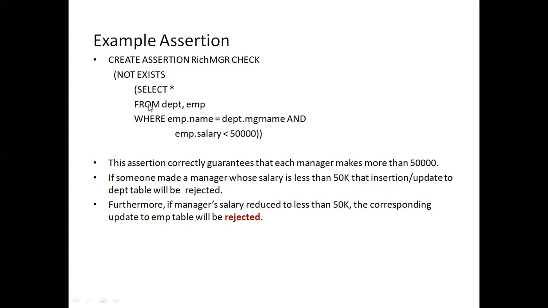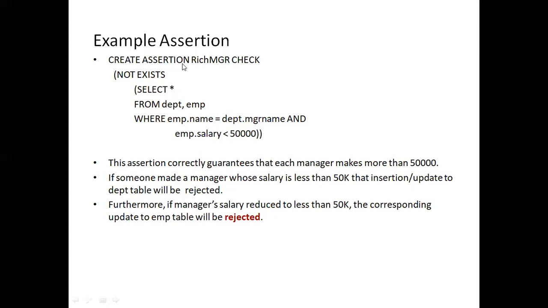It says select from the department and employee tables where employee name is equal to department manager name and the employee salary is less than 50,000. This means if the employee salary is less than 50,000, that employee is not going to be considered a manager. So this assertion guarantees that each manager makes more than 50,000. By this assertion, we are saying that a manager's salary has to be more than that, and if someone is made a manager whose salary is less than 50,000, the insertion or modification is rejected.